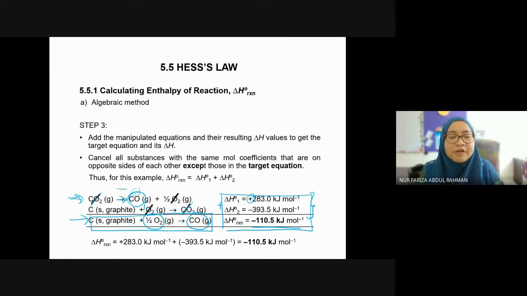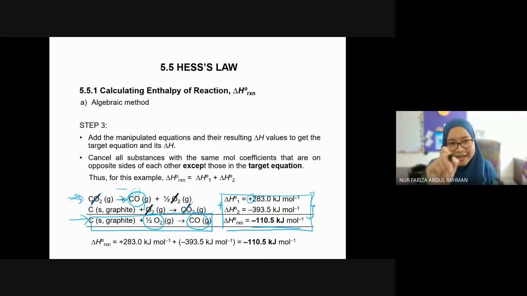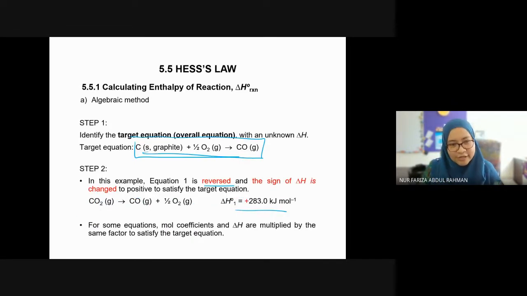Okay, this is what we call algebraic. Macam mathematics sikit kan, macam transfer sini, transfer tu. That's why it is called algebraic. So the other one is energy cycle method. Sebenarnya boleh nampak dah dia punya flow dia tu. Energy cycle, that means you have cycle lah. They are interconnected with one another. Cuba tengok ni kan.